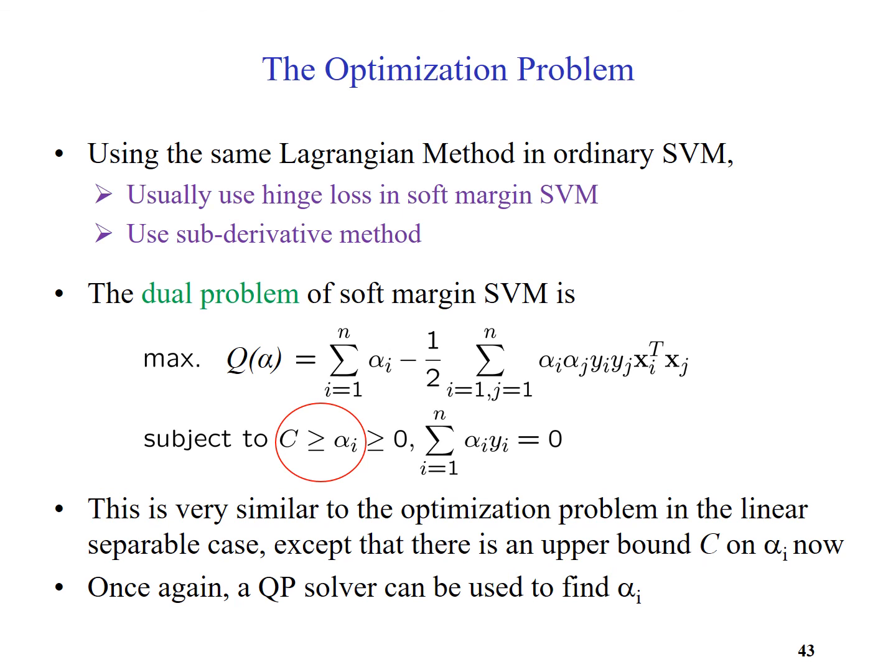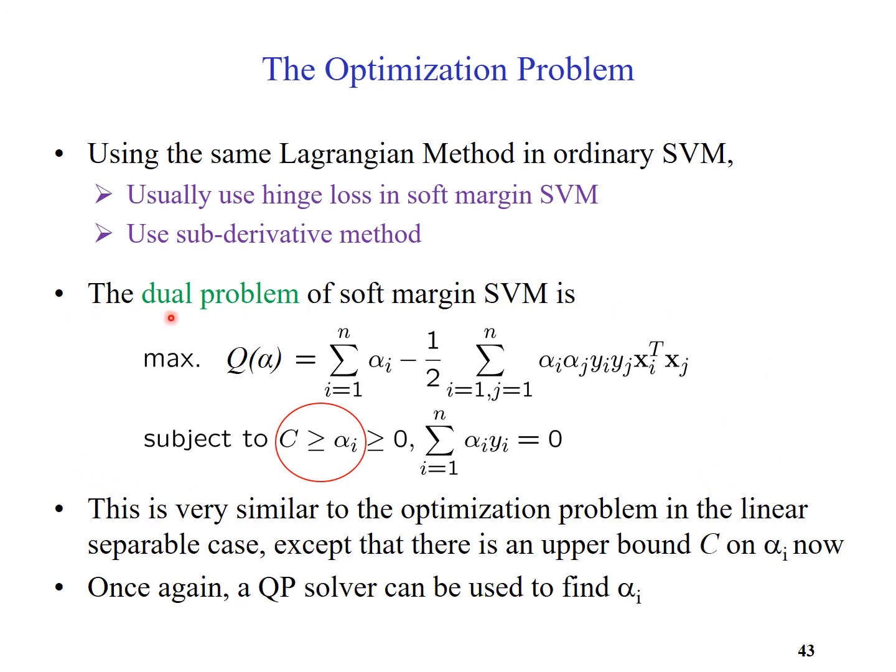A couple of differences here: as I said about Hinge Loss, when people use soft margin SVM, they use Hinge Loss for the objective function. And because they use Hinge Loss, when they take the derivative of the Lagrangian objective function, they use what is called the subderivative or subgradient method. That's the only difference, and the rest is exactly the same. I won't go over the subderivative method. This method is to calculate the derivative in the non-differentiable case. So by using this, we can change the primal problem to the dual problem like this. So this is the dual problem of soft margin SVM.